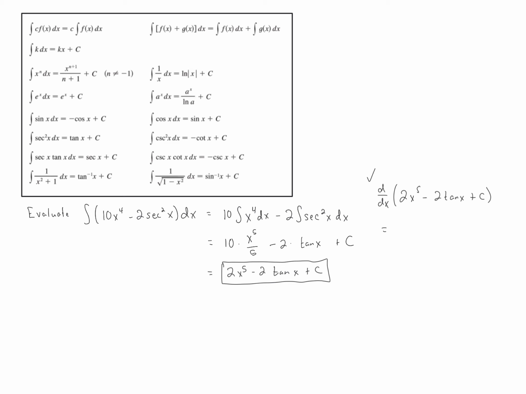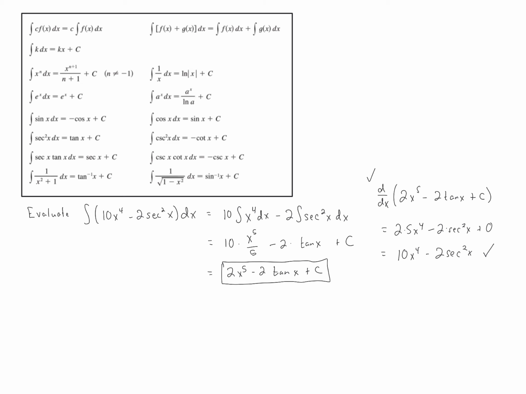The derivative of x to the fifth is 5x to the fourth. And so that's 2 times 5x to the fourth minus 2 times the derivative of tangent, which we know is secant squared. And then the derivative of a constant is 0. And then 2 times 5 is 10. So we've got 10x to the fourth minus 2 secant squared x. And that is exactly what we started off with. So we know that unless we've made two errors that have kind of canceled each other out, we have indeed integrated correctly.